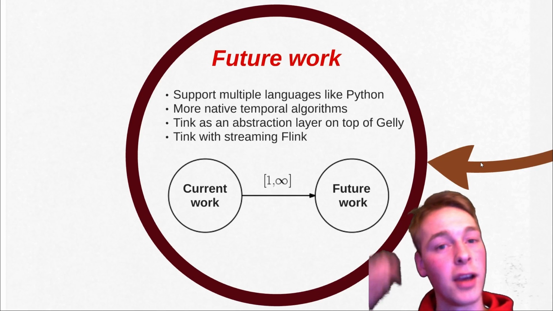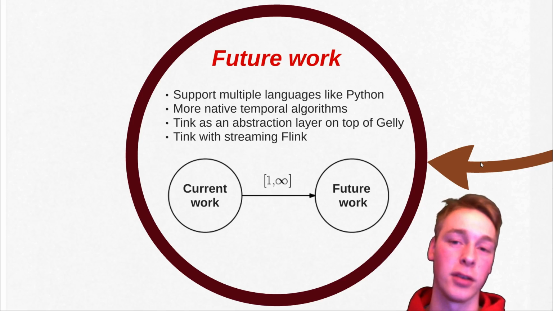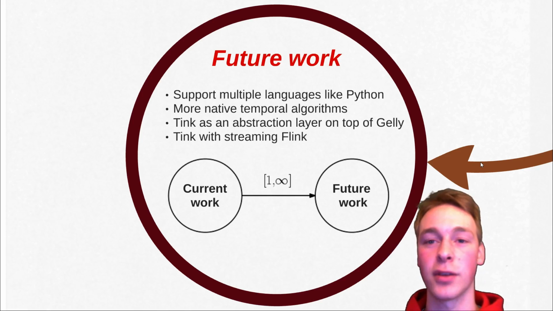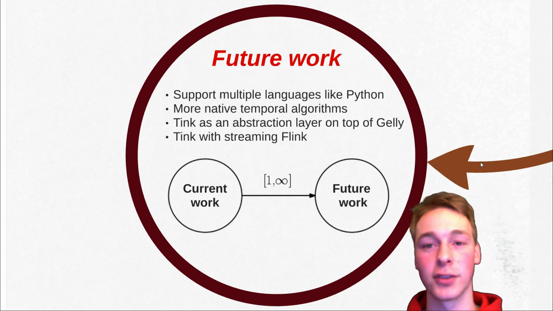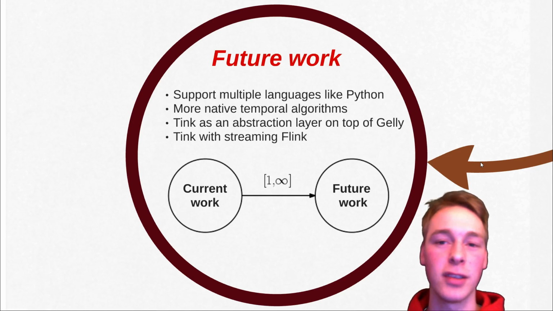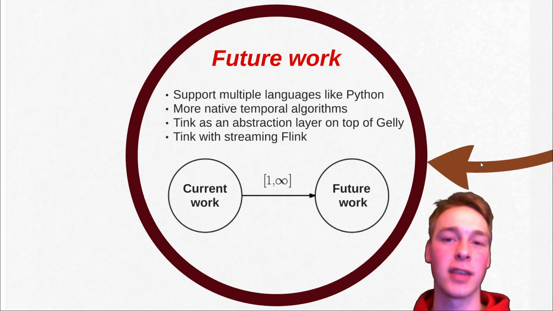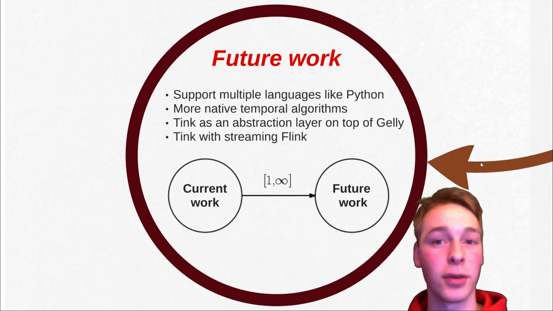Another addition to Tink would be having it work with Streaming Flink. Streaming Flink is the part of Flink which handles streaming data, whereas we use batch data. With this streaming data, we can look at the different mutations that happen on a graph, and based on that, we create a temporal graph, which we can also analyze further.